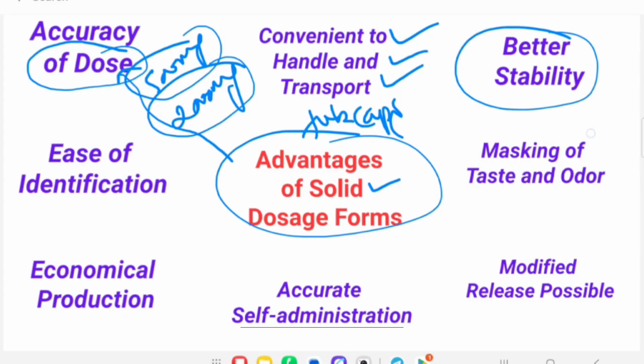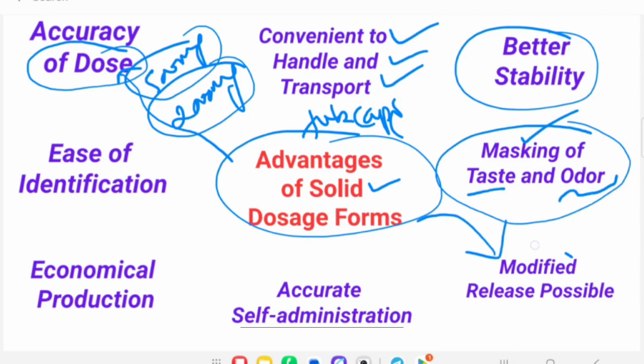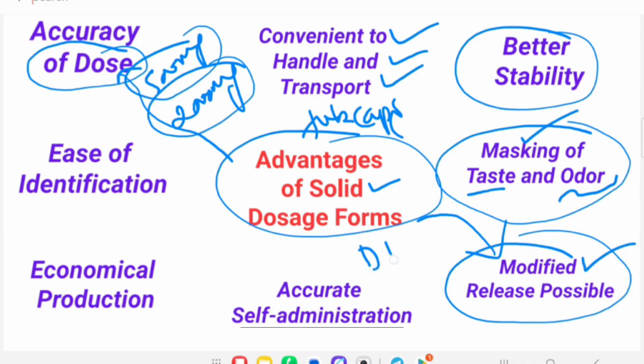Then masking of taste and odor. We can easily mask a bad taste by using a sweetening agent, and we can easily mask a bad smell by using a suitable flavoring agent. And here modified release is possible, so we can alter the release of the drug from the dosage form, both the rate and the quantity of release, by using a modified release system.